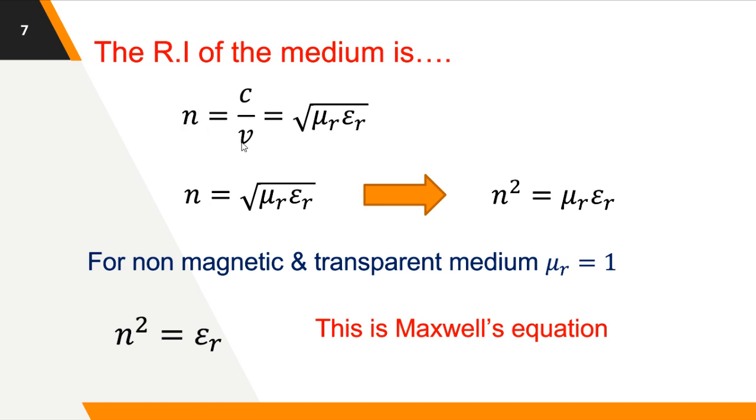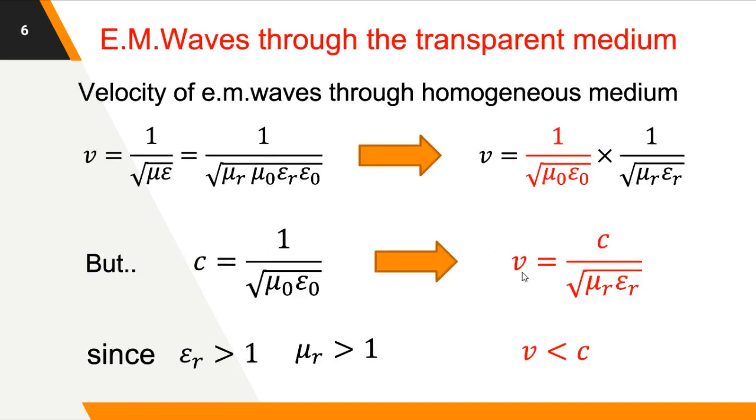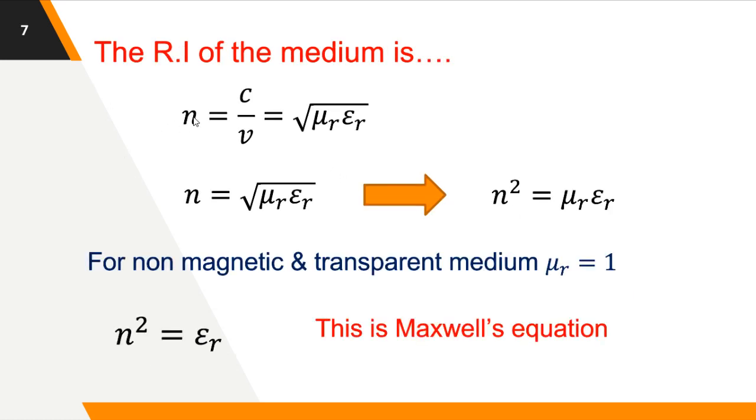Okay. So v is equal to c by this, slightly modified: c by v, which is nothing but root of mu r and epsilon r. This is the ratio of the speed of light in air or vacuum to the speed of light in a medium. That's nothing but the refractive index. So from this particular term, I get the idea of the refractive index: n is equal to the square root of mu r epsilon r. You square it, n squared is equal to mu r epsilon r. For a non-magnetic and transparent medium, the mu r value is going to be 1. Then n squared equals epsilon r. This is considered to be the Maxwell relation.